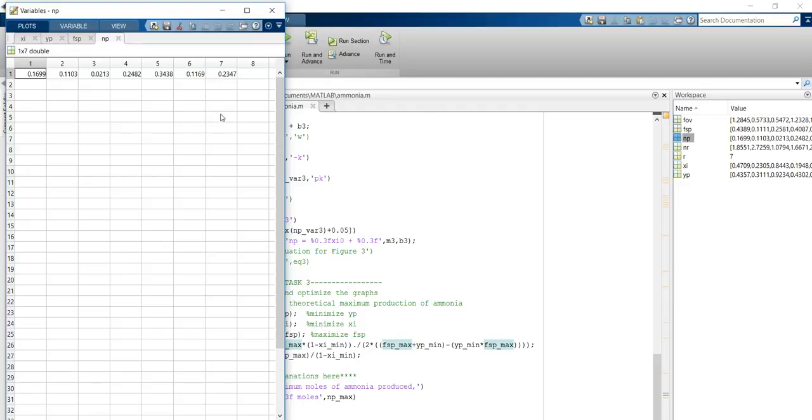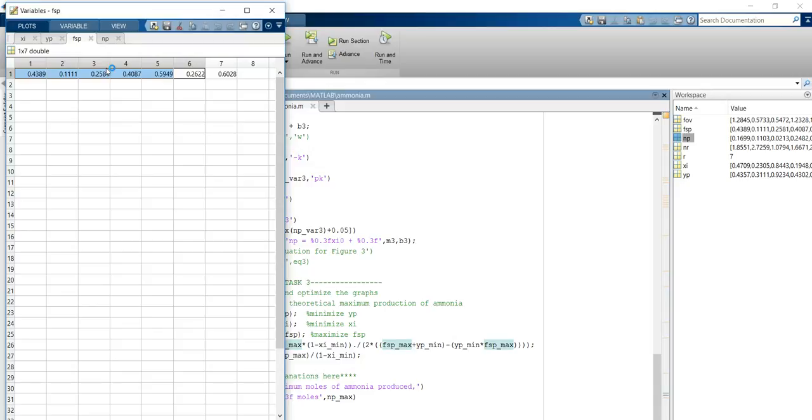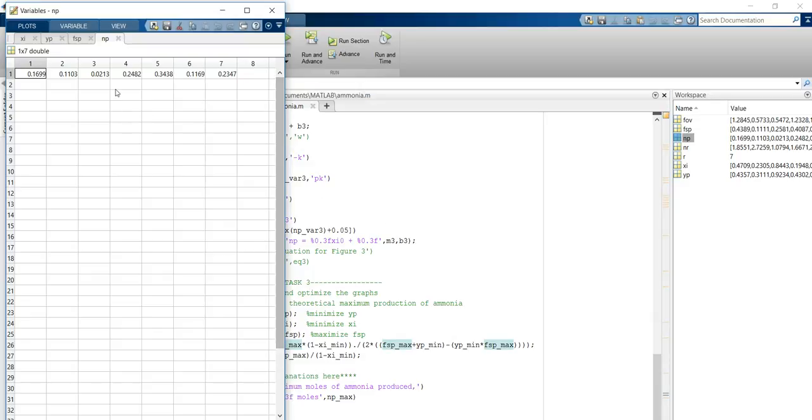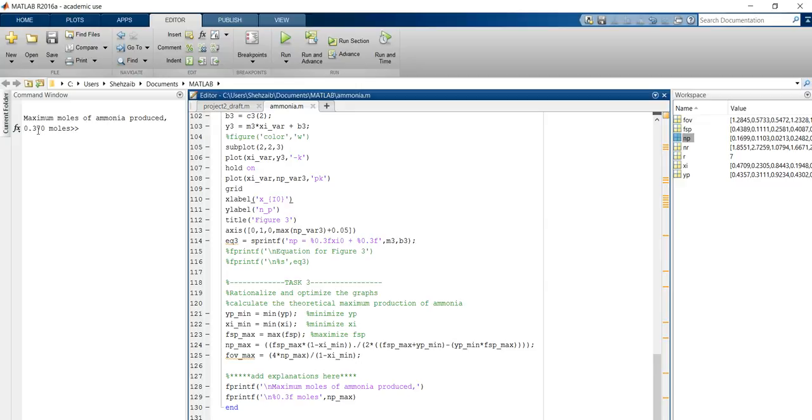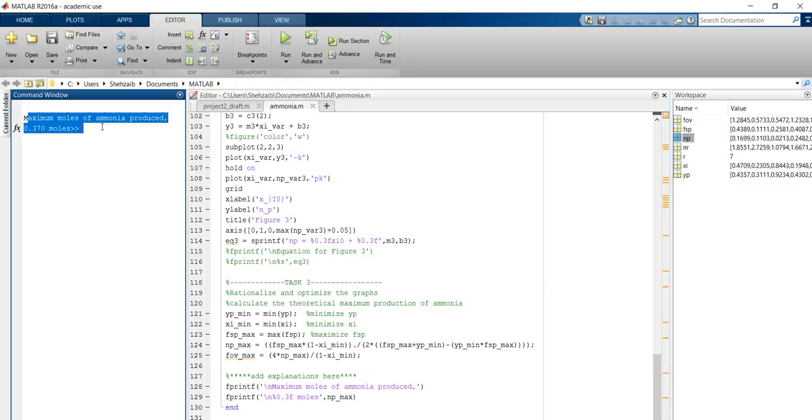So what we've done in this part of our code is we've taken the minimum value of Xi naught, the minimum value of YP, and the maximum value of FSP, and then we plug them into our equation to find the highest number of moles of ammonia that the user will produce, which is displayed on our command window right here. Maximum number of moles of ammonia, 3.37.